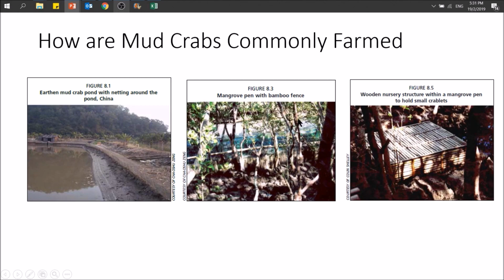Sometimes if your crablets are too small, you might want to nurse them to a slightly bigger size. Without doing so, your crabs will tend to escape from the pens as the nets cannot be too fine. So this is how you build a small nursery for the crablets.